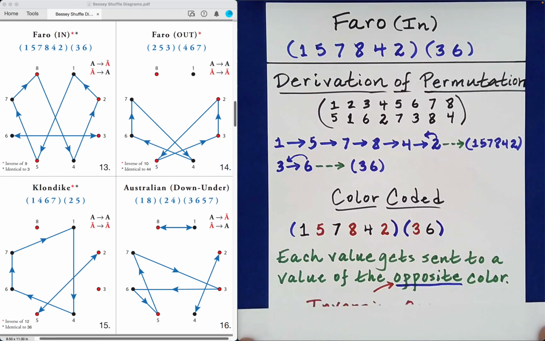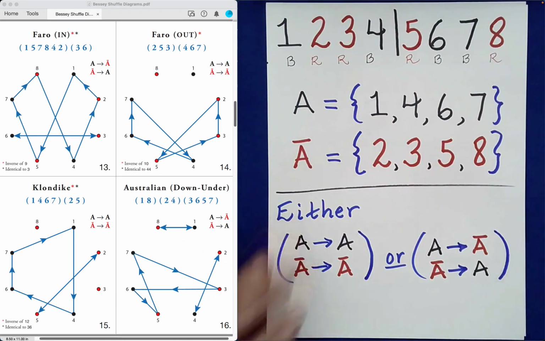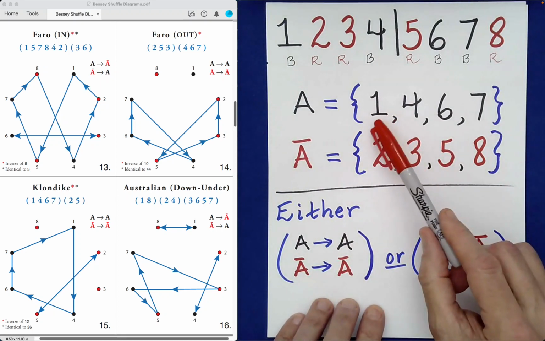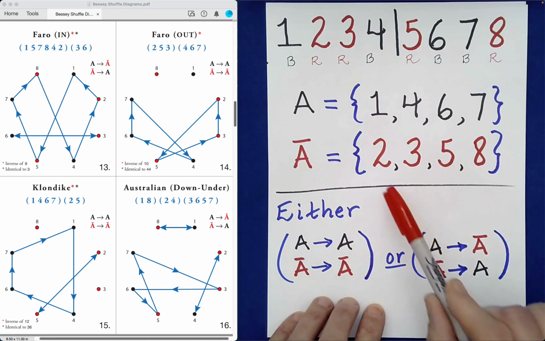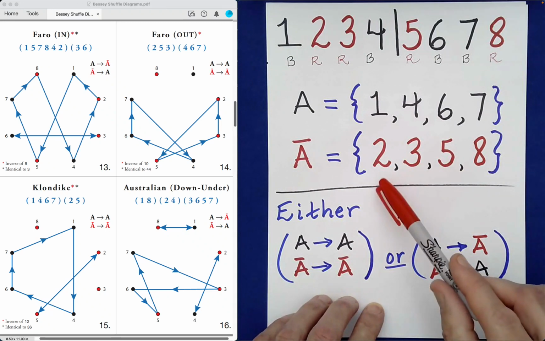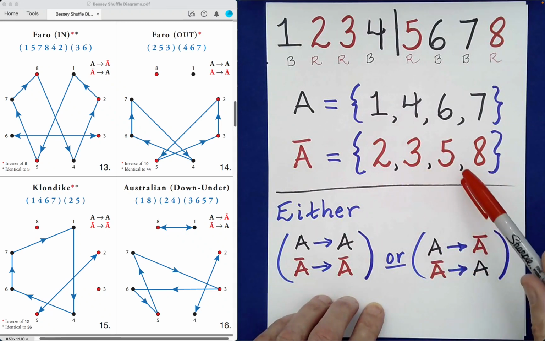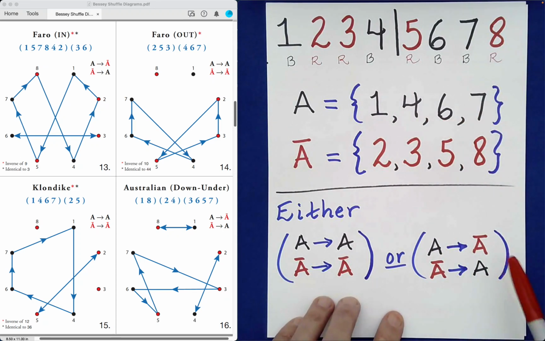And when that happens, inversion has indeed occurred. As a reminder, inversion occurs when the cards in positions 1, 4, 6, 7 get moved to positions 2, 3, 5, 8 in some assignment, and the cards originally in positions 2, 3, 5, 8 get moved to positions 1, 4, 6, 7. So the way that we describe an inversion is as follows. The set A gets sent to its complement. The complement of A gets sent to A.